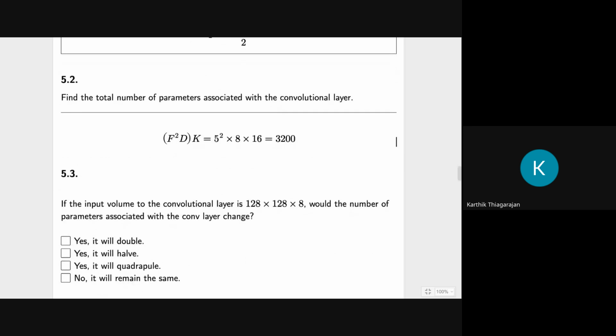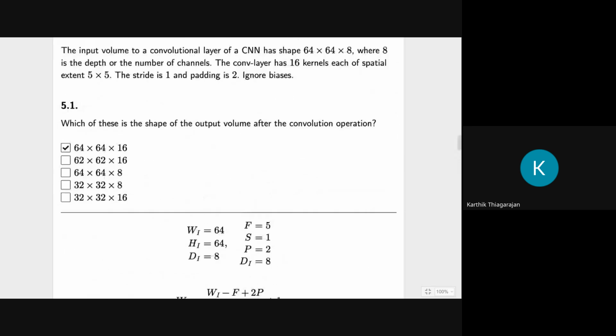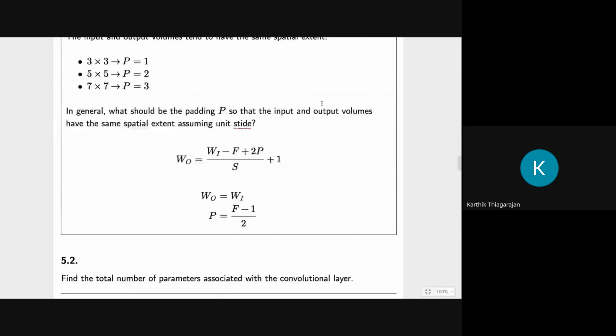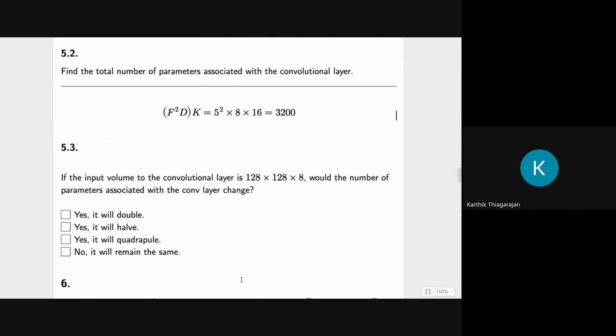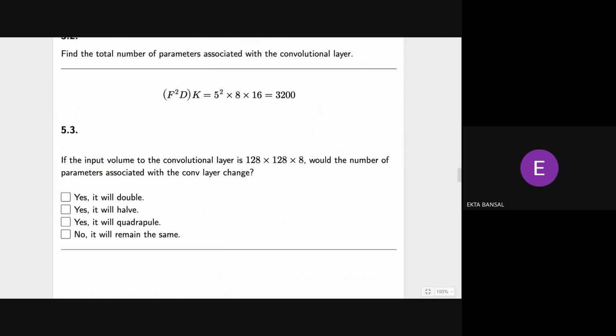Finally, if the input volume is changed, and it becomes 128 cross 128 cross 8, currently it is 64 cross 64 cross 8. So what will happen to the number of parameters? What did you all answer? It will remain the same, yes. Yeah, it will remain the same. So the number of parameters is independent of the spatial extent of the input volume.